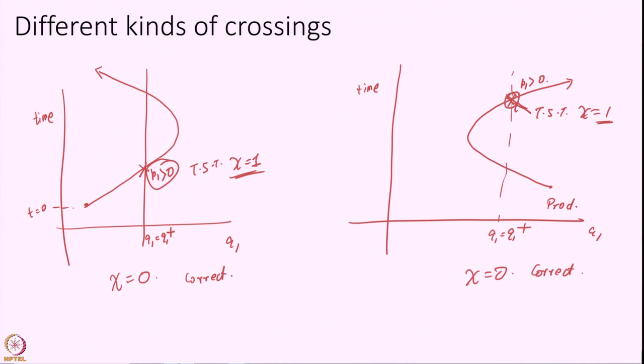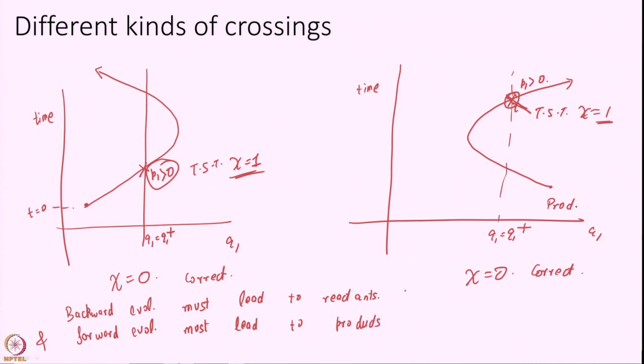The simplest idea is that backwards evolution must lead to reactants, and forward evolution must lead to products. Otherwise, chi equal to 0. So, for this trajectory, in my forward evolution, I will end in reactant, and hence chi will be set to 0. For this trajectory, in the backward evolution, I will end in products, and hence chi will be 0.